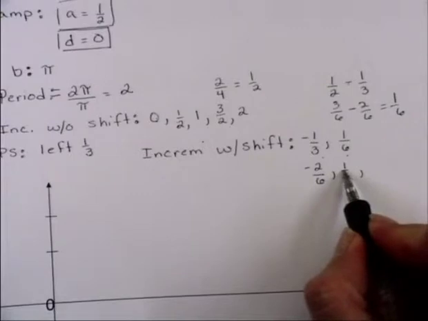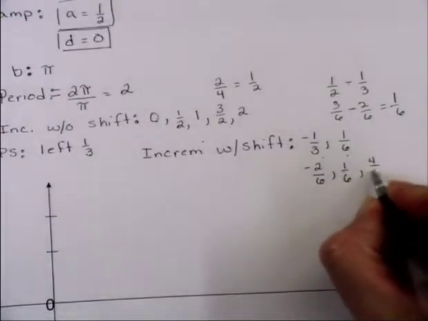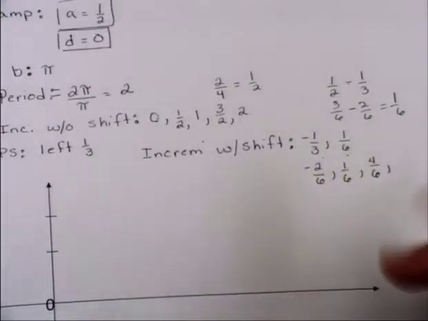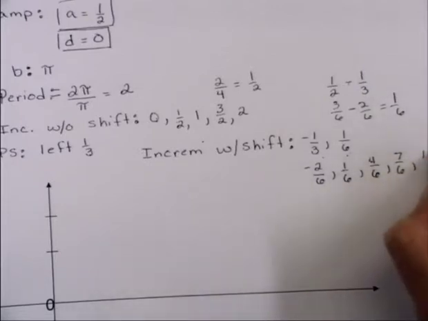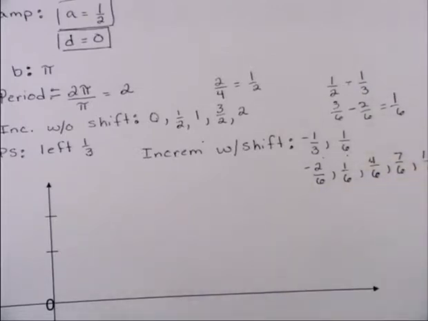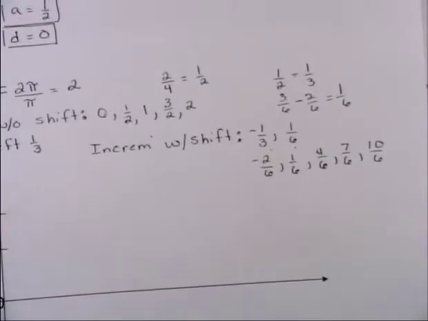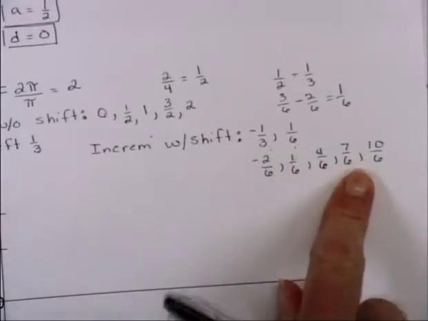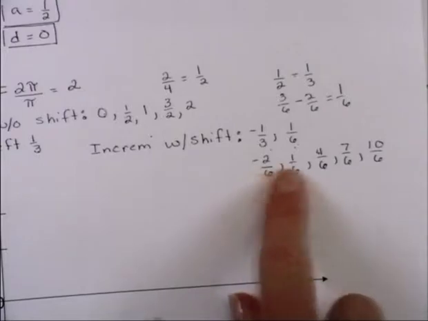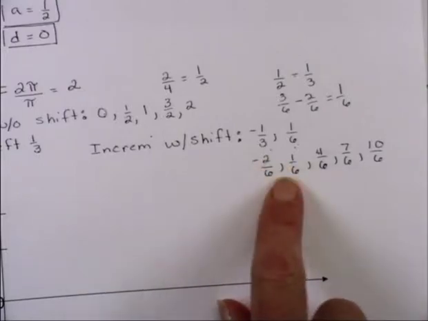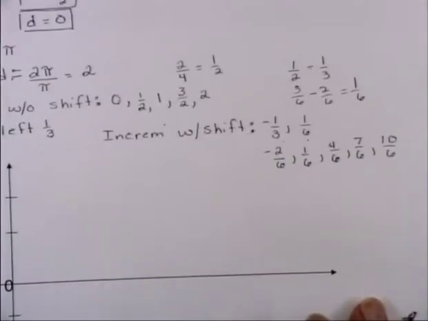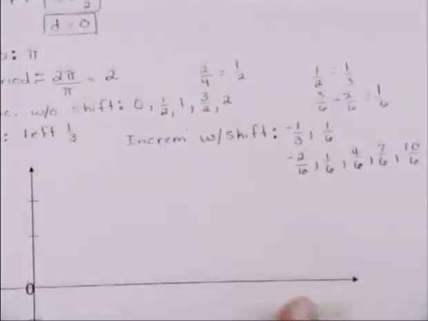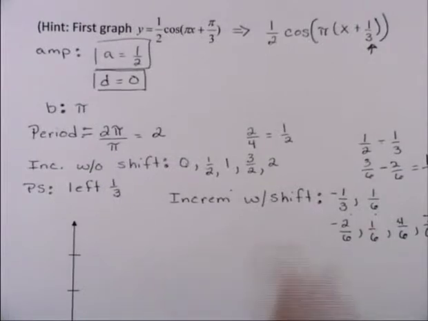So 1/6 plus 3/6 is 4/6, and you may reduce if you want to. 4/6 plus 3/6 is 7/6, and then 10/6. It's easier to count up by 3/6 every time than to sit and subtract to find those. So once you get the first two, get a common denominator and then count from there. That should be enough information for us to graph cosine up here, and then we're going to go back and graph our secant.